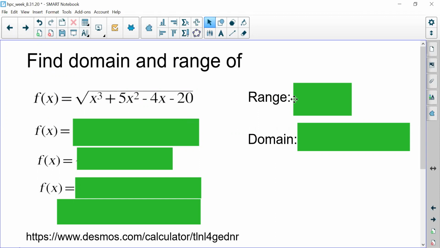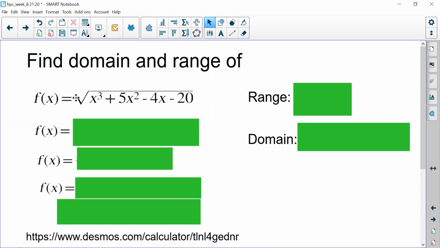The range is actually easier to figure out here. The range is f of x, and f of x is the square root of this thing. So whatever the square root of this is, for every possible x value, that's what the range will be. The range is the product, it's the result.